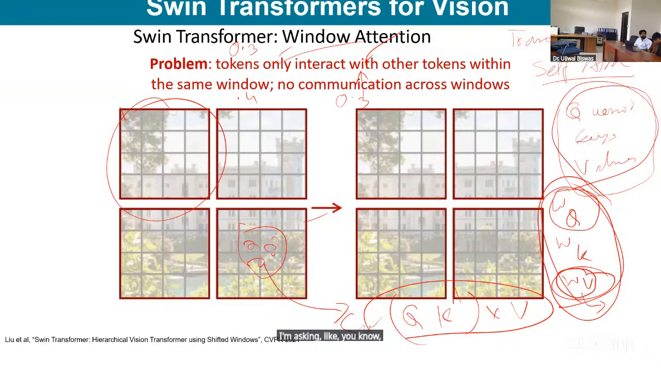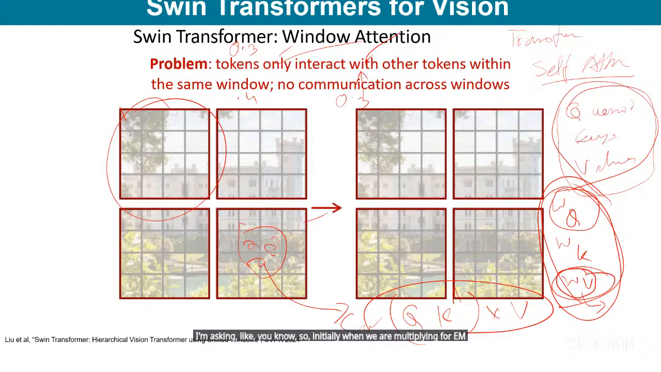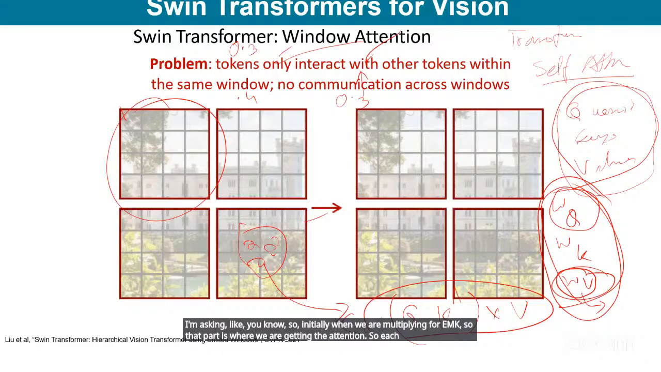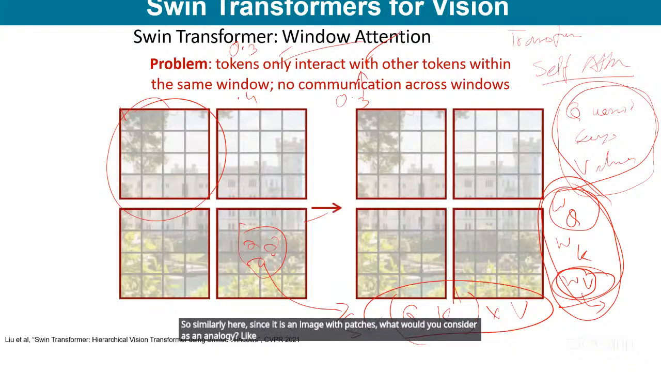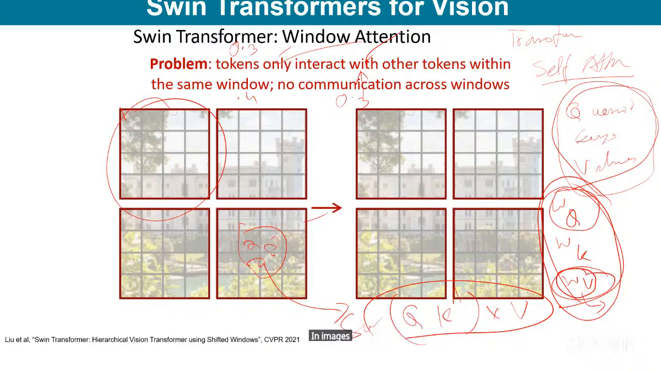So initially when we multiply query and key, that part is where we are getting the attention. From each word, we are looking at which points we can give more attention to. And then after computing that, we are making it closer to the values. So similarly here, since it is an image with patches, what would you consider as an analogy? What is query representing or keys representing in images and patches?